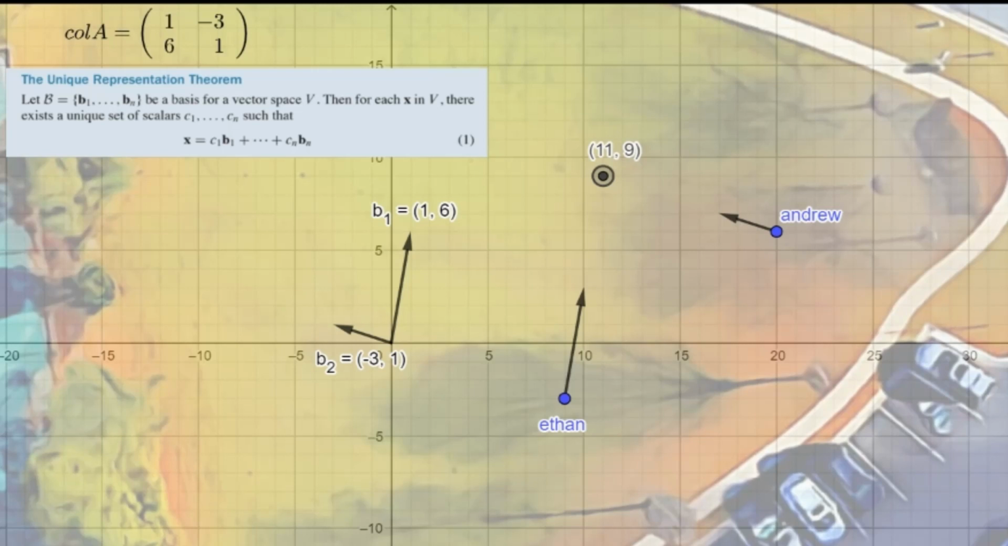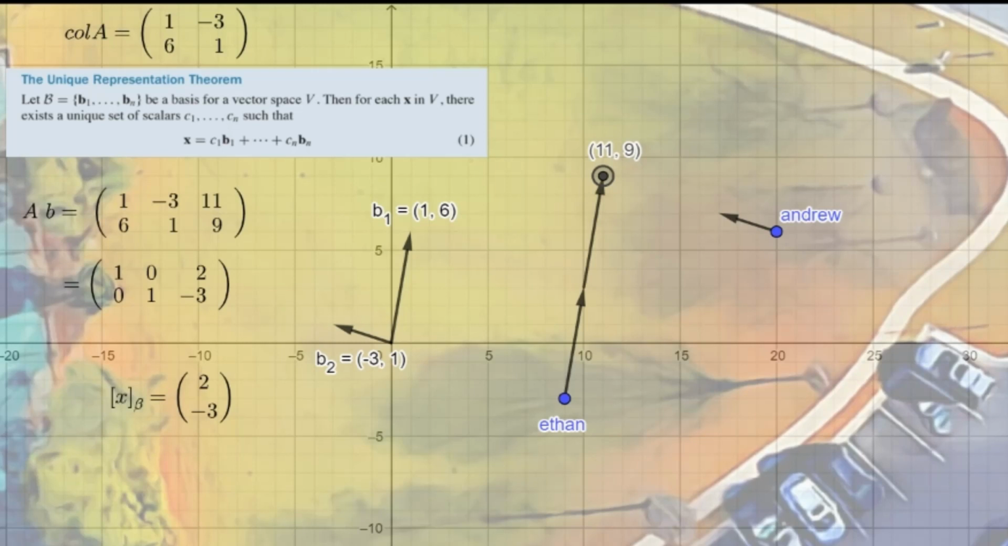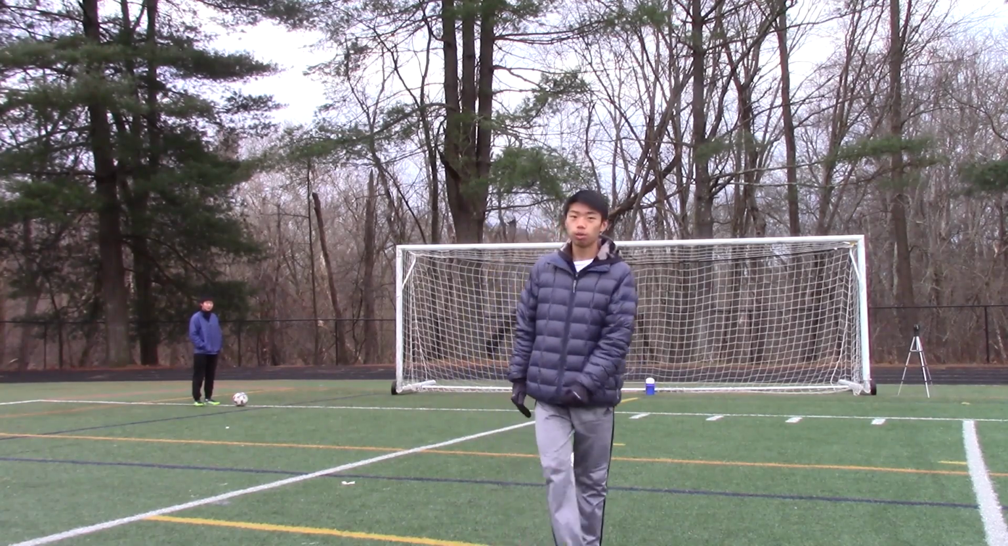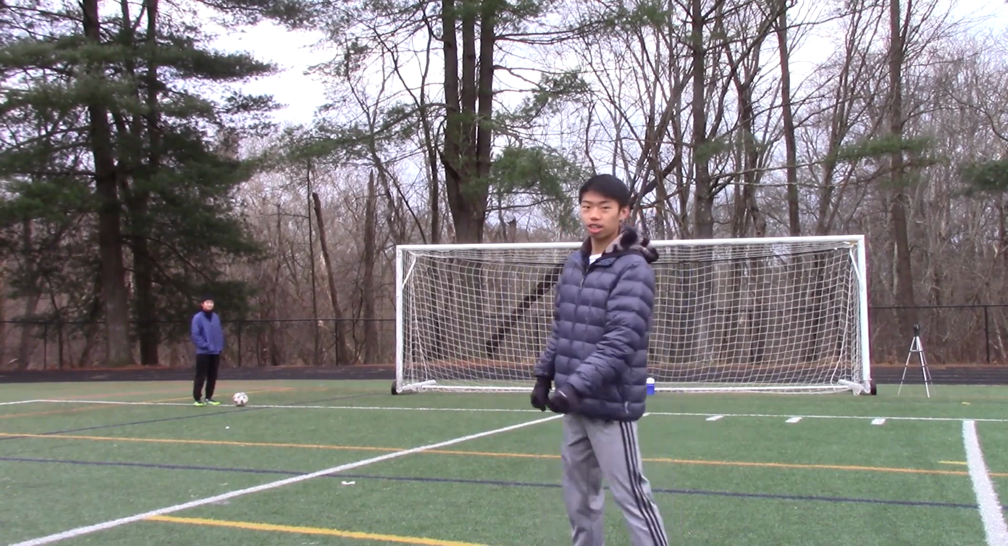Using an augmented matrix and row reducing it, we get our coordinate vector of x relative to b. And this is correct because my vector was scaled by 2 and Andrew's vector was scaled by 3. Let's see another example of this. Using different basis vectors, we can do the shot again, but with soccer balls.